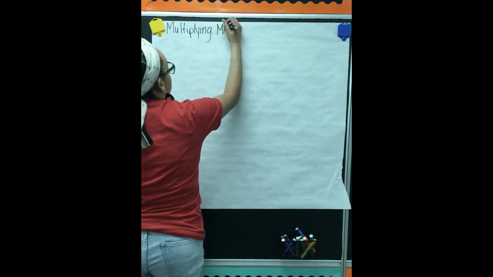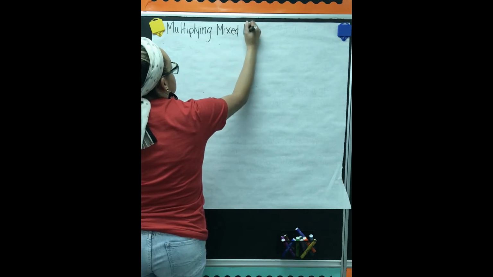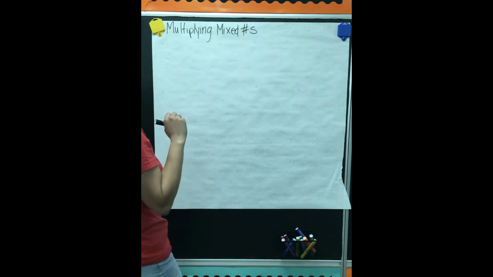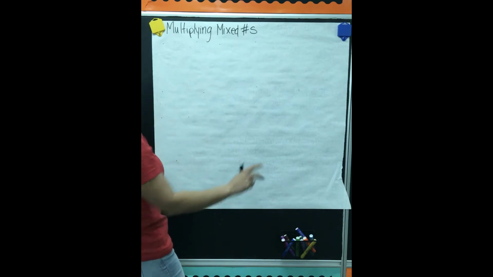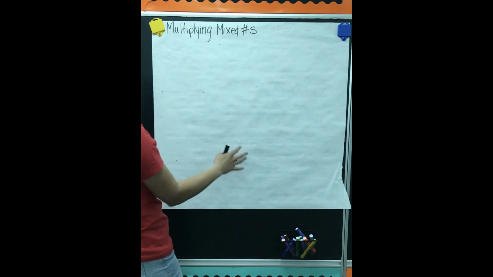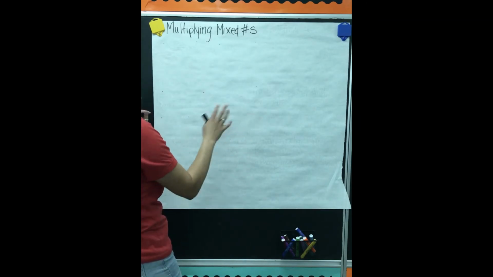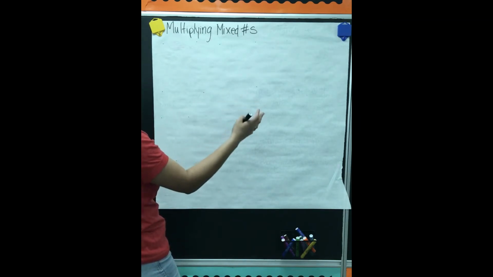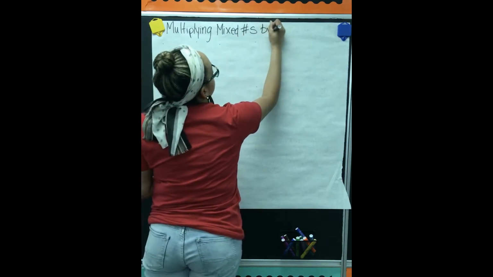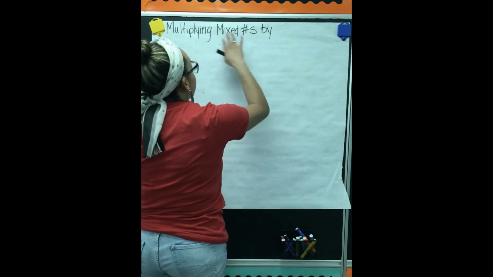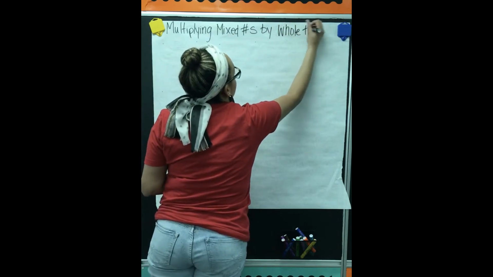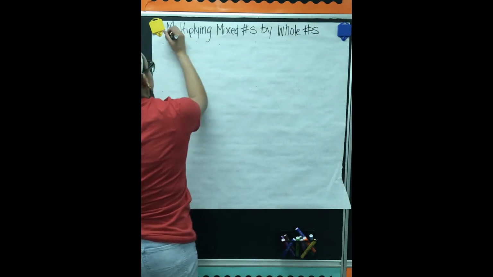Multiplying mixed numbers. Mr. Oshman's going to start using the pound symbol or the number symbol, not the hashtag symbol, because we're going to start writing a lot more procedural stuff, and it's going to be just too hard for me to write numbers a bunch of times. You'll see when we get there. So this is the number symbol, just in case you were confused. So we're multiplying mixed numbers by whole numbers.